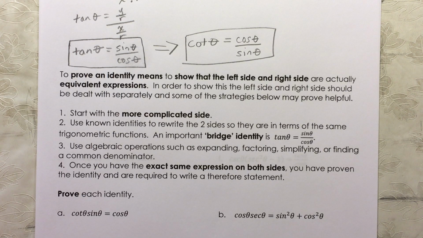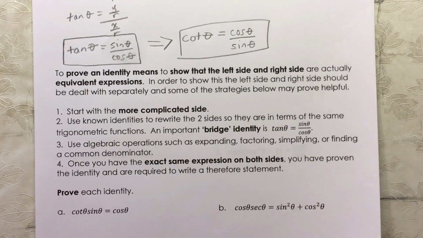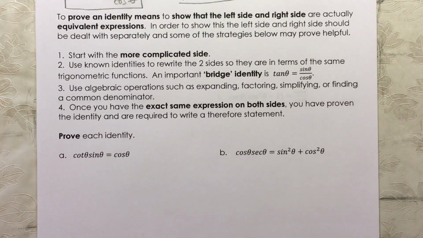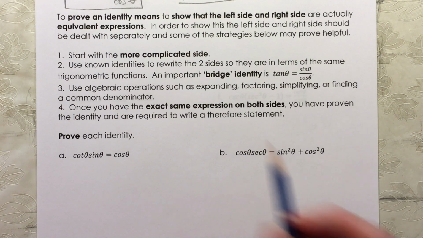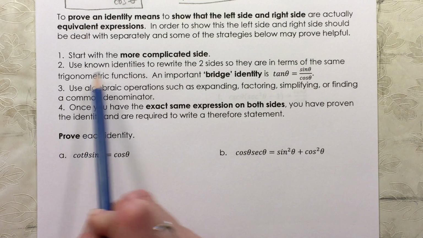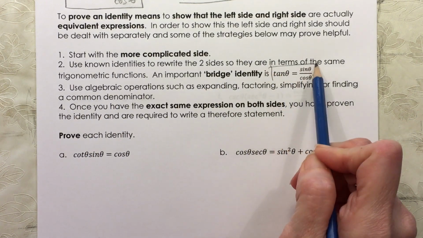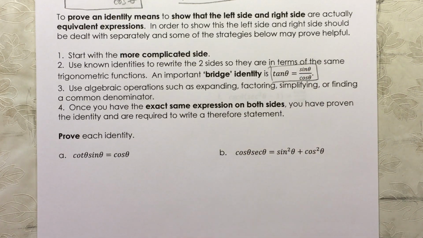In order to show this, the left side and right side should be dealt with separately, and some of the strategies below may prove helpful. So here's some strategies. Start with the more complicated side. Use known identities to rewrite the two sides so that they're in terms of the same trig functions. An important bridge identity, for instance, if one side had tan in it and the other side only had sine or cos, this bridge identity that tan is sine theta over cos theta can be really useful.